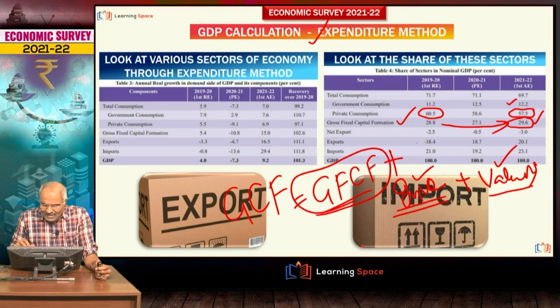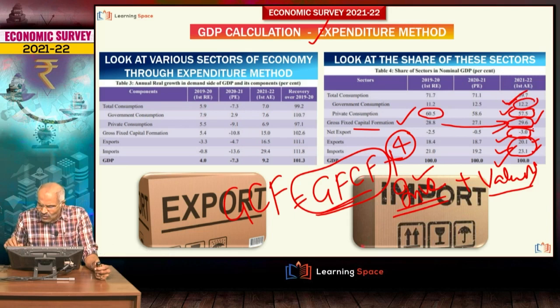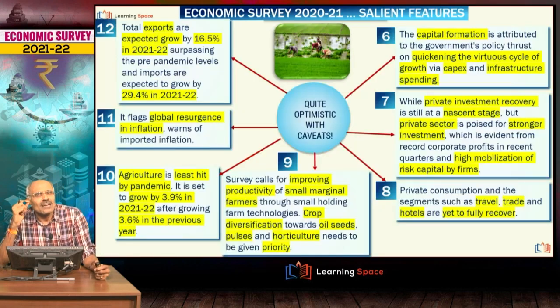Then the next one is net exports, that is exports minus imports. Imports are higher for the nation, exports are less, so therefore here it is minus 3. So if you see, there are 4 components as far as the expenditure method is concerned. One is private final consumption expenditure, which constitutes 57.5%. Second is gross fixed capital formation or investment expenditure, close to 30%. Government final consumption expenditure is around 12%. And net exports is minus 3, because imports are higher than exports. I hope you got clarity about it.